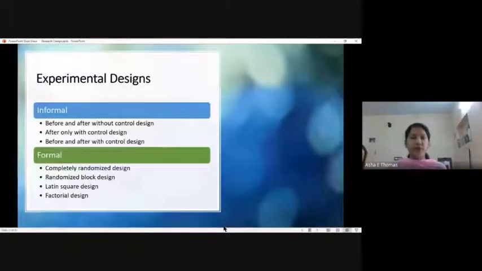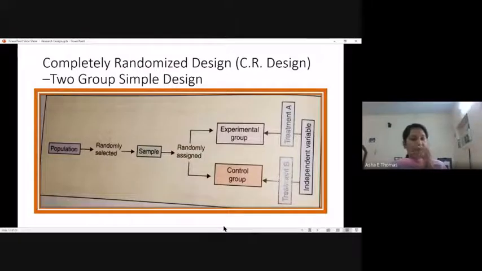Now going back to what we are into. What diagrammatic representation will be easy for you to understand. Before I talk about a theory, it will be easy for you to understand if I show the diagrammatic expression. So in case of completely randomized design or CR design, the one which is exhibited before you is a two group simple design. You have an experimental group and a control group.